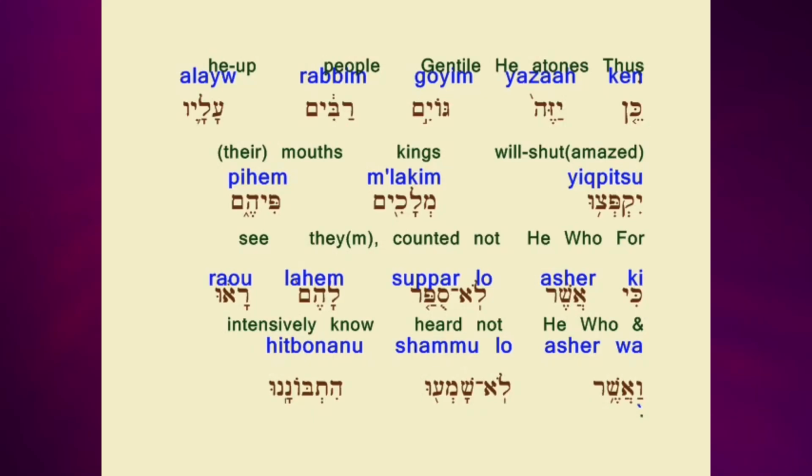Now you've got the next, okay, so that's the first clause, and then you've got yikpitsu. Okay, that's Qal imperfect of kafas, and it means to close or to shut.